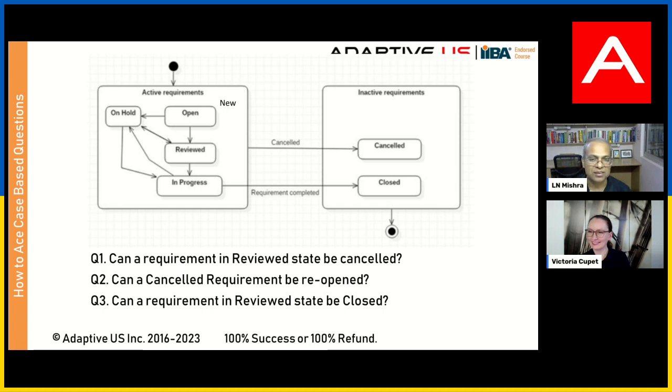Because if you observe here, the cancellation activity can happen on any of the states, and from there we can go to the cancelled state. Okay, I'm glad you interpreted the diagram correctly.